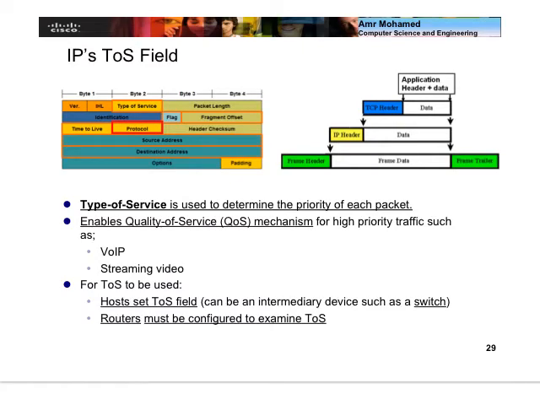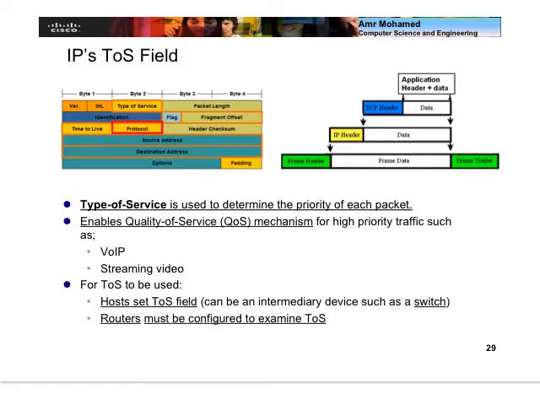We stopped here last time. We talked about fragmentation, and we talked about the main function of the network layer, which is routing. We talked about IP address. So today we'll continue digging into the header fields of the IP version 4 standards.